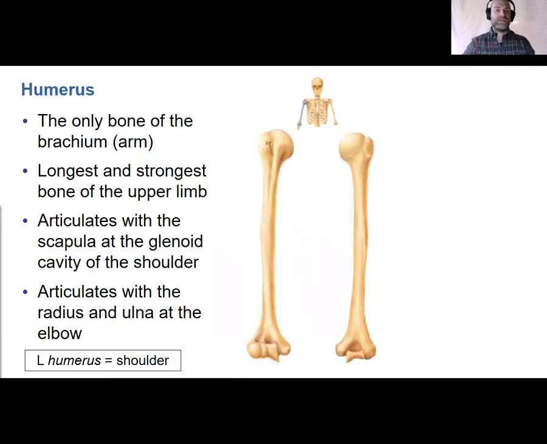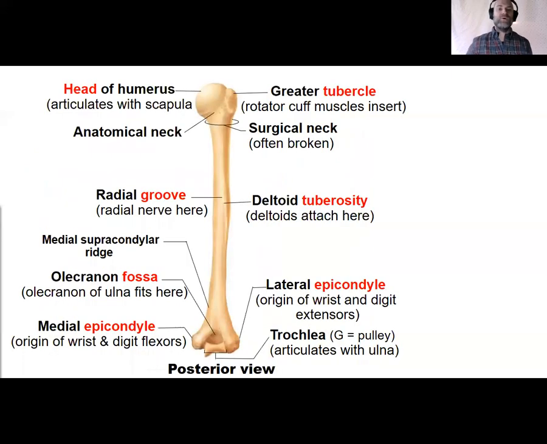The humerus is, as I said, the only bone of the brachium, the arm here, and is the longest and strongest bone of the upper limb. It articulates with the scapula proximally at the glenoid cavity, as we talked about, that shallow cavity. And distally, it articulates with both the radius and the ulna at your elbow. I want to look at some features of this bone in a little more detail, and we'll get into this articulation at the elbow in a little more detail as well. So, important stuff to know in your humerus.